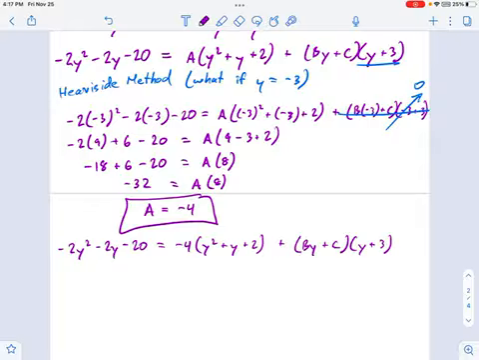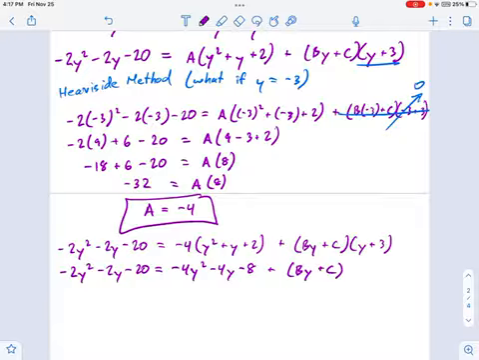Anyway, moving forward, let's FOIL this out. I think there's a pretty good way to figure out either b or c coming up, but I want to simplify this more if we can. This becomes negative 2y squared minus 2y minus 20 equals negative 4y squared minus 4y minus 8 plus, and I'm going to keep this one factored over here because I have plans for that.